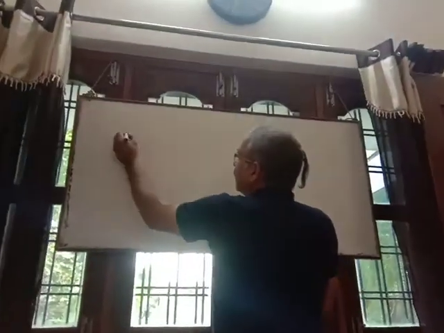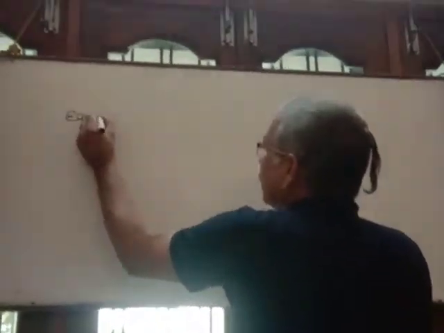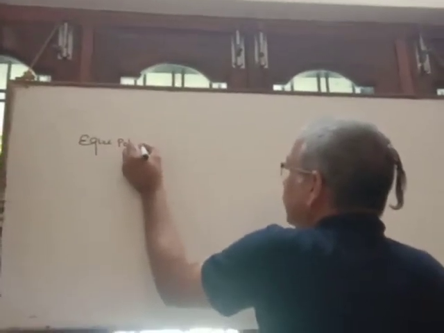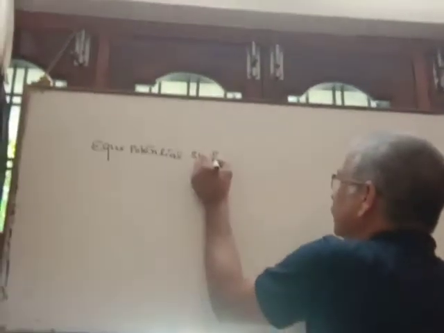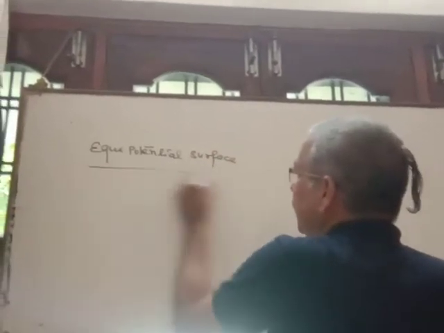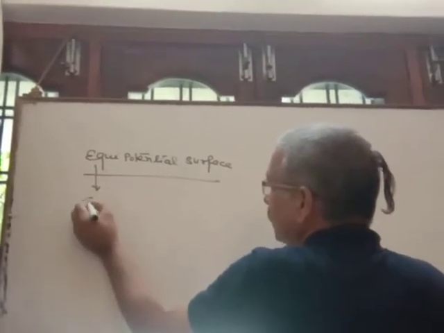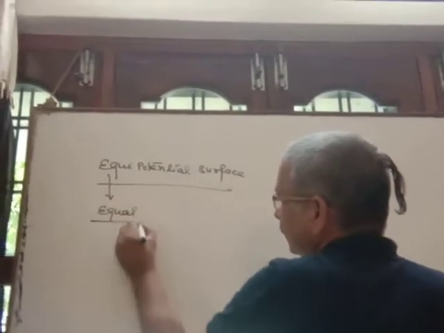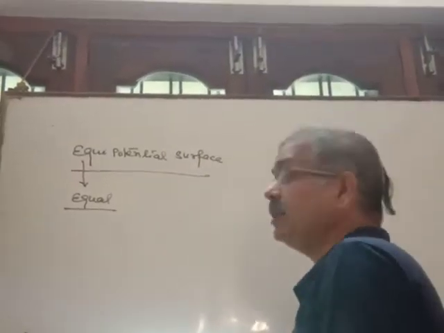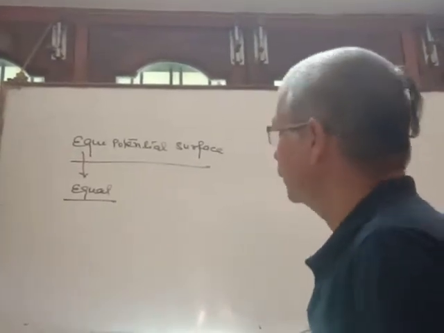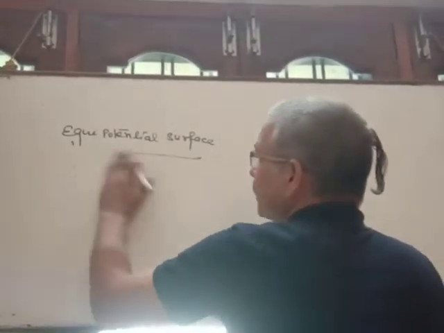We will discuss equipotential surface and its properties. Equipotential surface. Here, equi stands for equal. It means an electric field is said to be equipotential if the electric potential at each point of the field is the same. So such a field is called an equipotential surface.